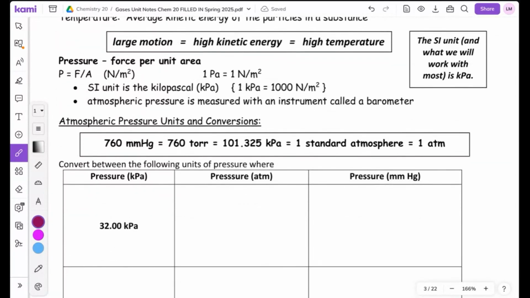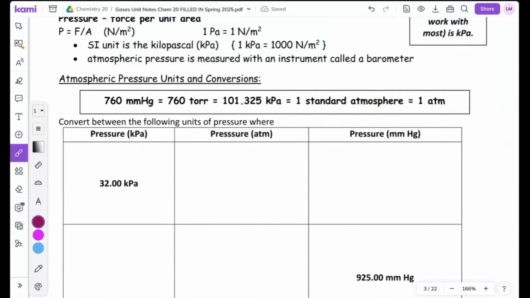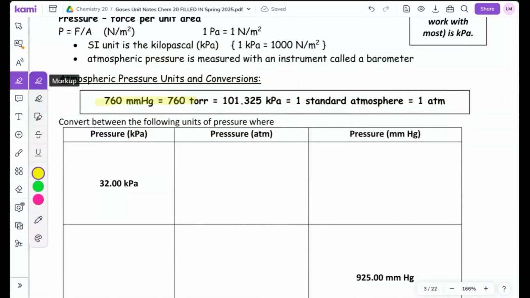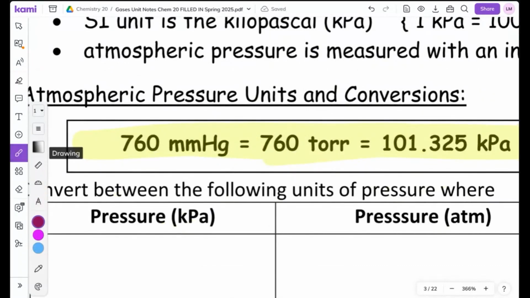Okay, and now pressure typically gets measured with an instrument called a barometer. Now, you will need to know how to convert between pressure units because, like I said, even though kilopascals is the most common one, that's not the only unit of measurement for pressure. So we have this conversion line, which is pretty important here, so let's highlight it. And what this conversion line is saying is that if you have 760, this means millimeters of mercury.